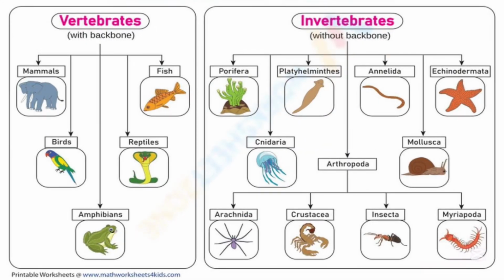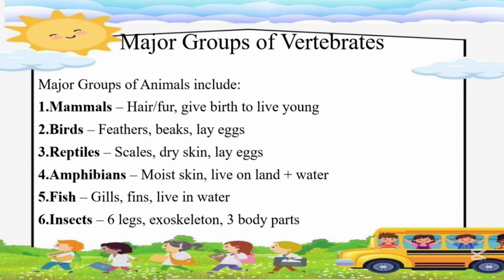We then went through this chart to further demonstrate the different groups of animals. I told them the groups we'll be looking at today are vertebrates. We then went through the major groups for the vertebrates, which are mammals, birds, reptiles, amphibians, fish, and insects, and we discussed the characteristics of each.